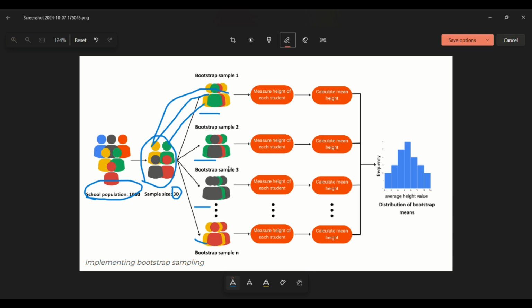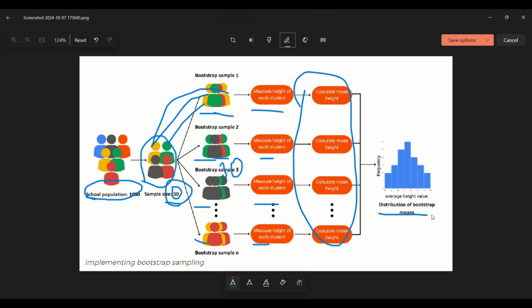It's important to note that the sample size of each Bootstrap sample is equal to the original sample size, which is 30 in this case. For each Bootstrap sample, we measure the height of the students and calculate the mean height. This process is repeated many times, and as a result, we generate a distribution of mean heights. This distribution helps us understand the variability or uncertainty in our estimate of the population's mean height.